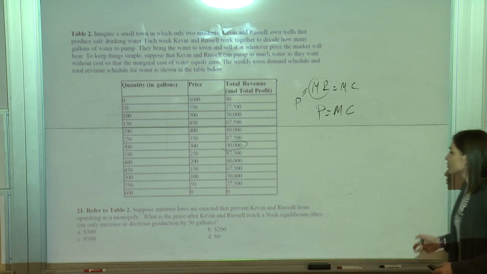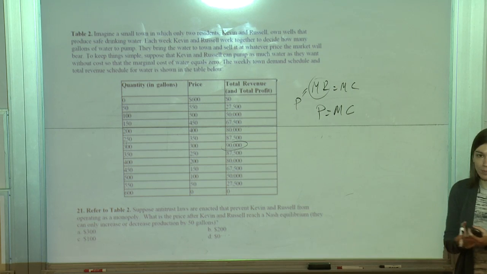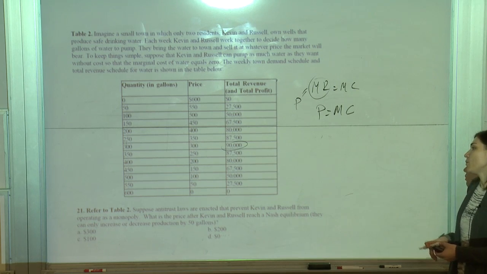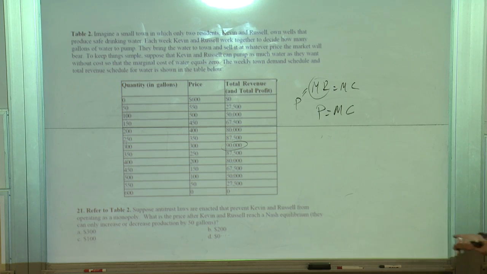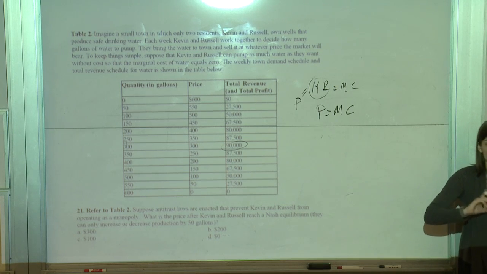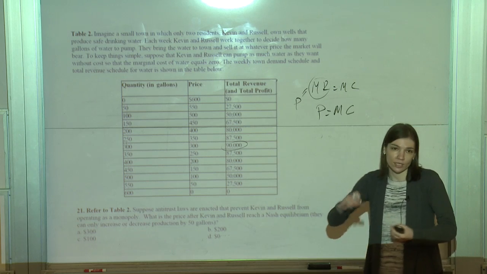Suppose antitrust laws are enacted to prevent Kevin and Russell from operating as a monopoly. So they can no longer agree with each other on what to do. What is the price after they reach a Nash equilibrium where they can only increase or decrease production by 50 gallons? So each of them has the option to increase or decrease production by 50 gallons or stay where they are.